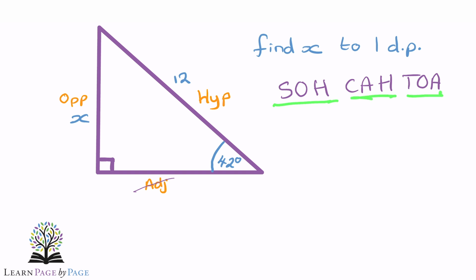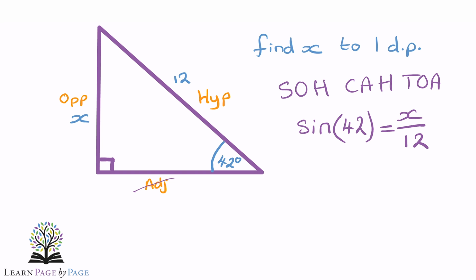So I want a formula that contains H for hypotenuse and O for opposite. That would be SOH, that would be sine. So I rewrite that, sine. Now I don't write X, I write 42 because it's all about the angle. So you write sine 42, you can put it in brackets if you want, equals, what do we have? We have opposite over hypotenuse. So the opposite was X over the hypotenuse, which is 12.